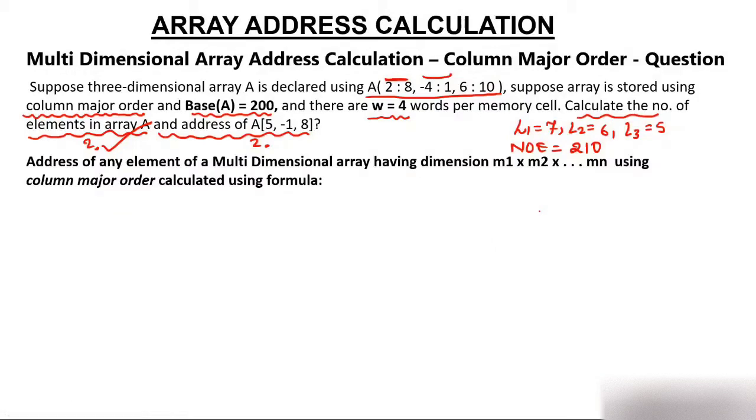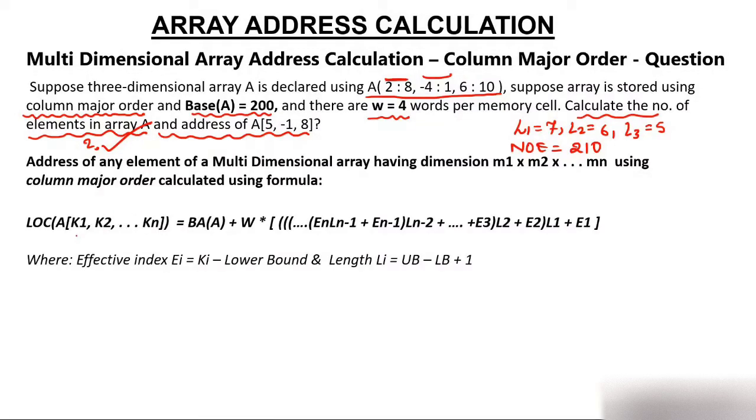Now your second task is to calculate the address of A5 minus 1 and 8. Now what will you do? You know the formula. Again, I'll show you the formula. This was the formula where you have to calculate the location of A, K1, K2, Kn. What are K1, K2, Kn? This one is K1, this one is K2, and this one is K3. Fine, because we are using 3 dimensions.